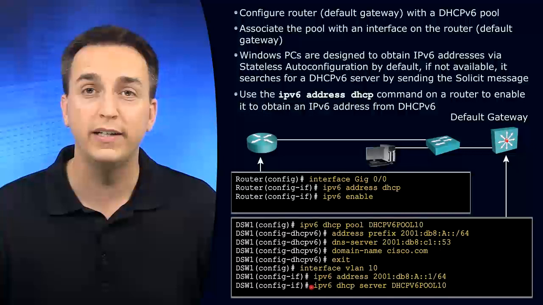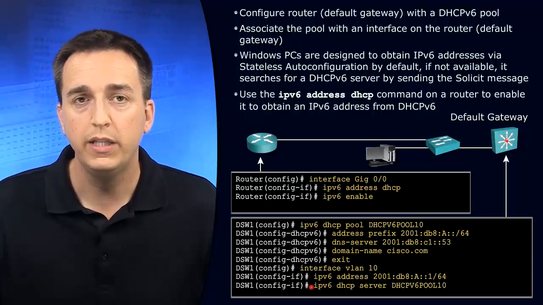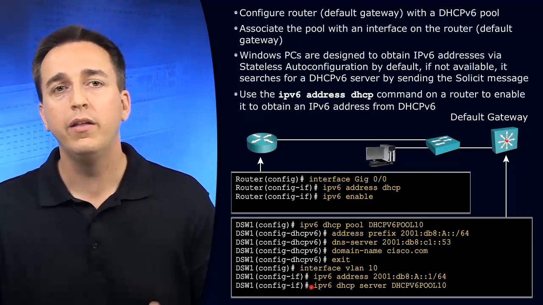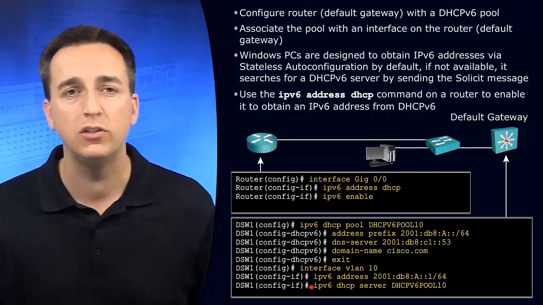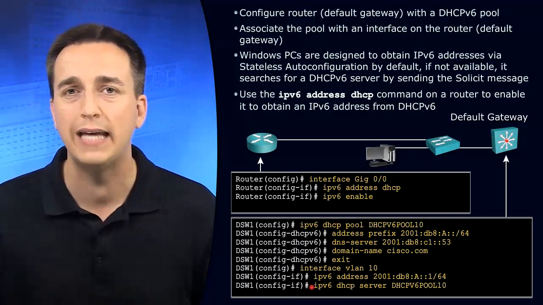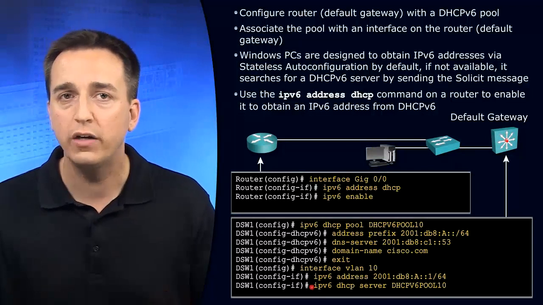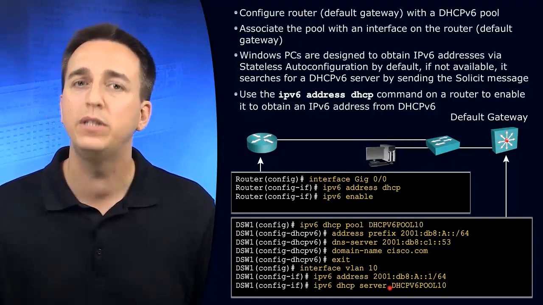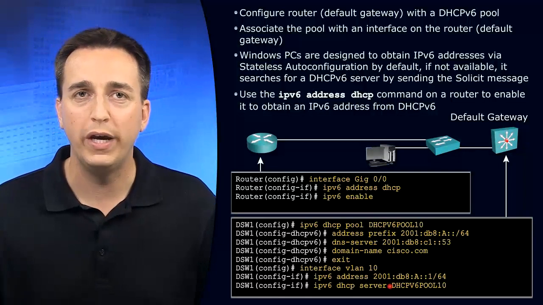Notice underneath the interface level, we have an IPv6 DHCP server command. This command is utilized to link the pool with the interface. Therefore, any solicit messages that are received on interface VLAN 10 will be responded to with information from this particular DHCP pool that was configured on the multi-layer switch.